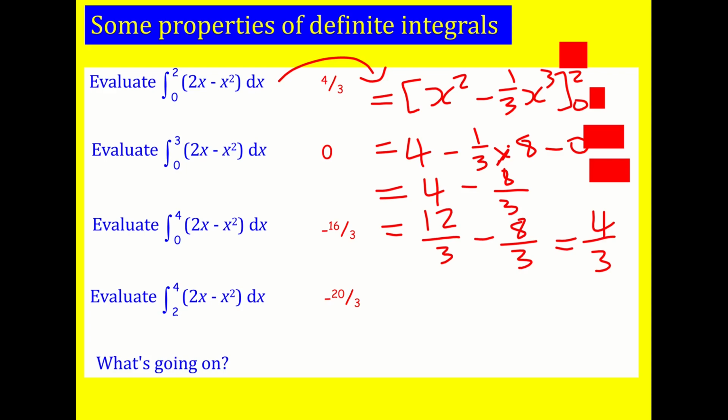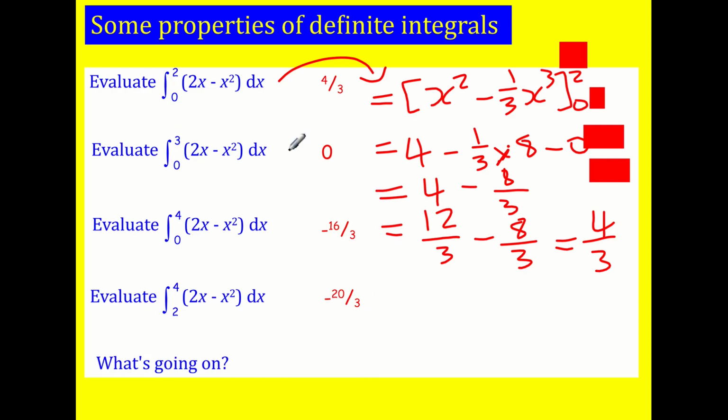The others are going to work in a similar way, but look what happens. If we integrate from 0 to 2, we get 4 over 3. If we integrate between 0 and 3, suddenly we get 0. So how can we have an area and then it suddenly disappear? If we integrate between 0 and 4, we get a negative. And then I also asked you to integrate between 2 and 4, and we also get a negative here. That might be a bit of a hint if you didn't get it from here.